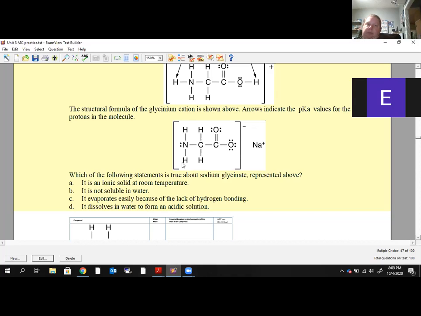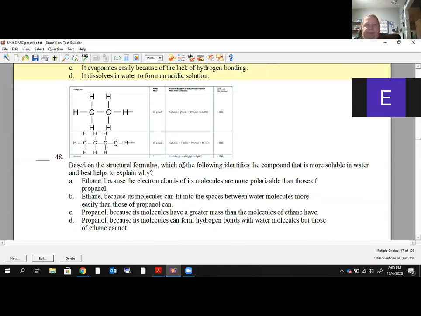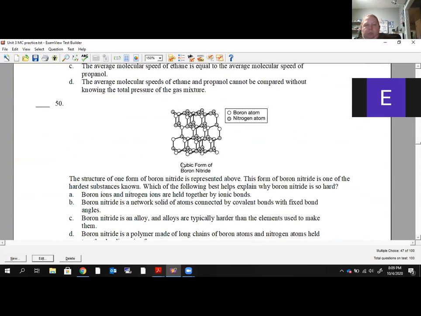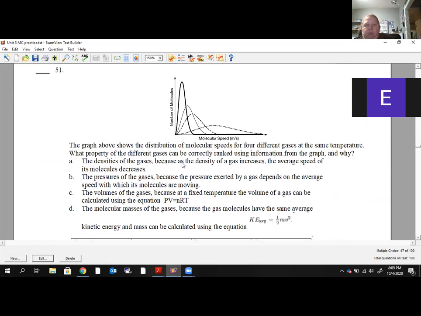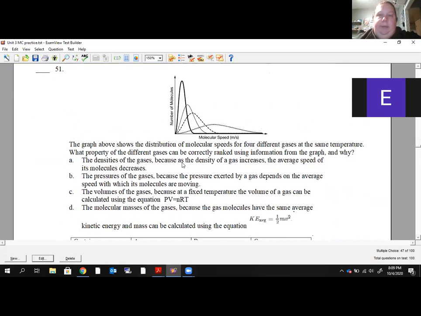And then I had another question on 51, which was, I got the right answer, D, but I wanted to know why B and C would not work. Okay, 4 different gases at the same temperature.